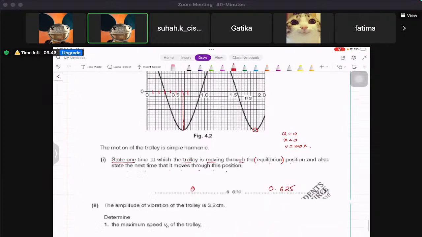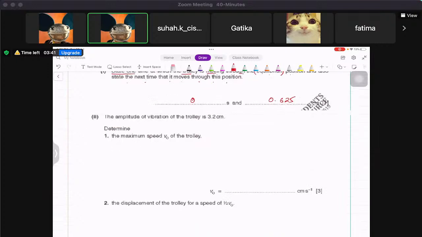Now it shows you the amplitude of the vibration. Amplitude means the maximum displacement, right? So they have already given you this. Do you know how to find the maximum velocity with the maximum displacement? Who knows the formula in this class? V naught equals omega x naught. Even if you don't remember, you can just use this one. It's fine. And now you want to find this.